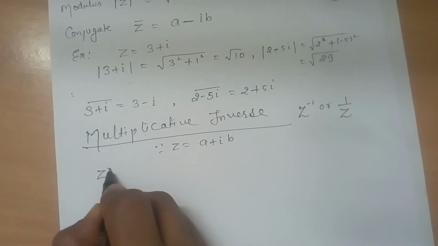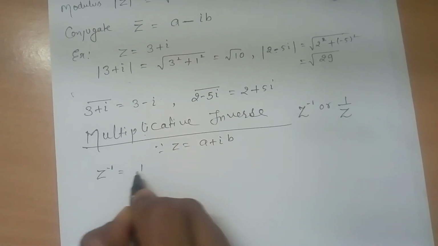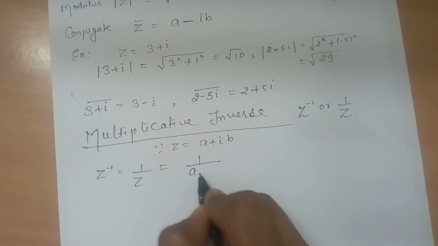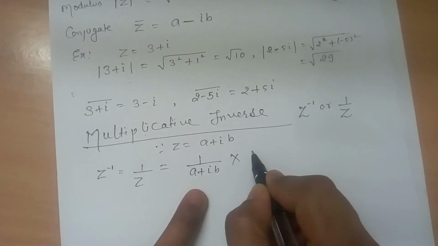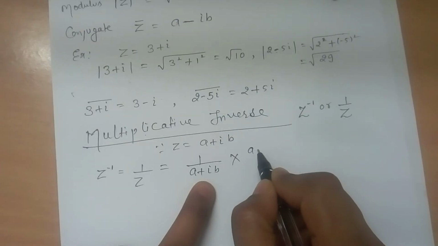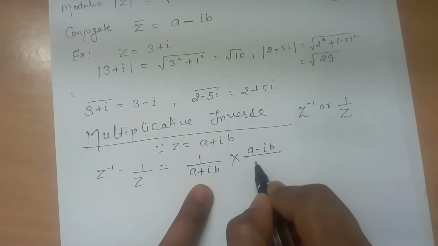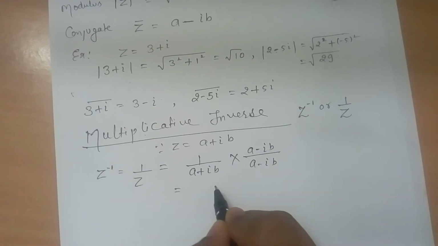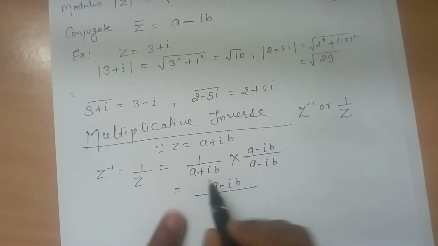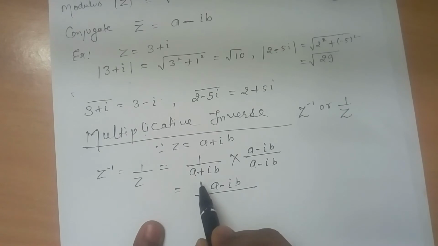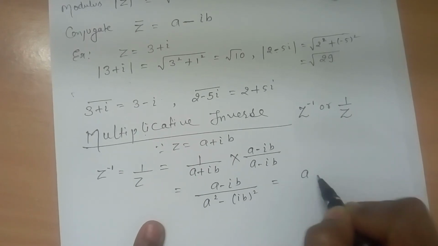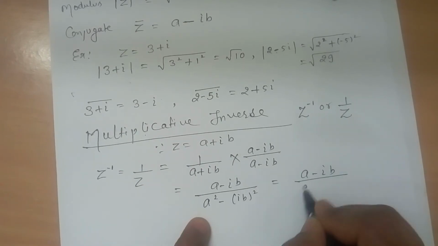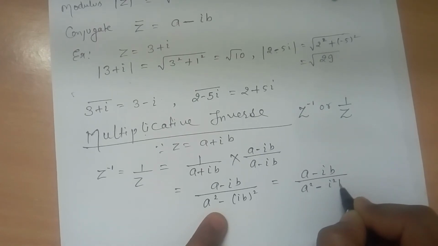the multiplicative inverse of z is z inverse or 1 upon z, or 1 upon a plus ib. Now we rationalize the denominator, which means we multiply by the conjugate of a plus ib, that is a minus ib, and we multiply as well as divide. So the numerator will be a minus ib. In the denominator, we use the identity a plus b multiplied by a minus b. So a square minus i square b square, a minus ib upon a square minus i square b square.